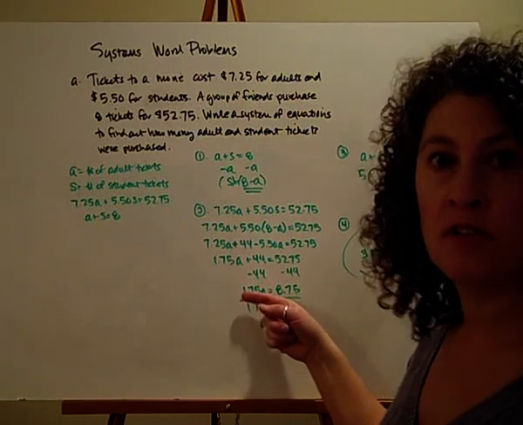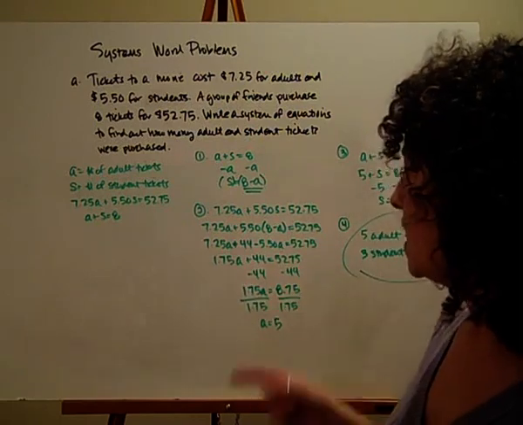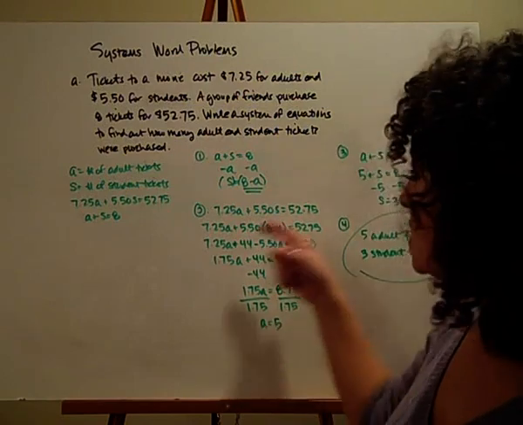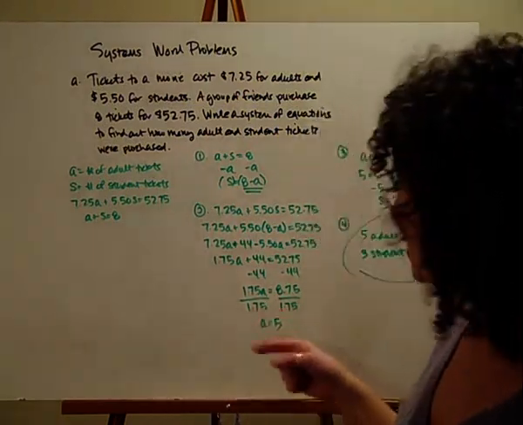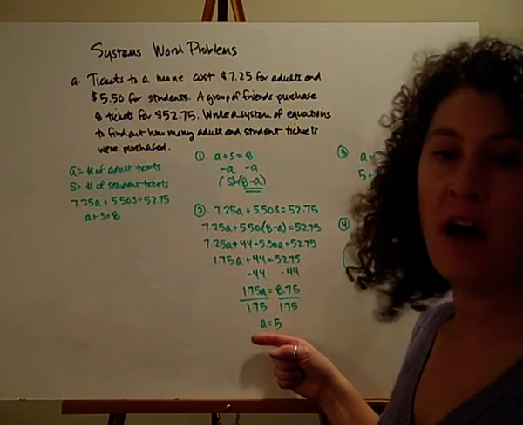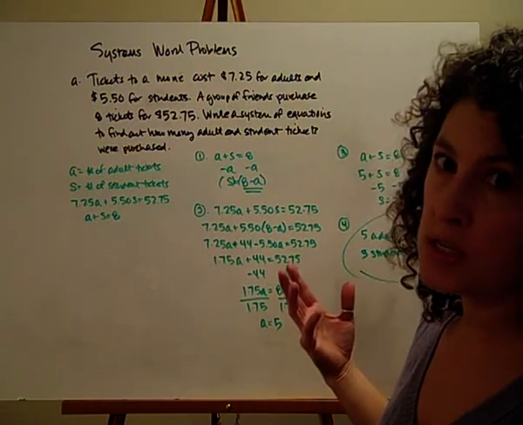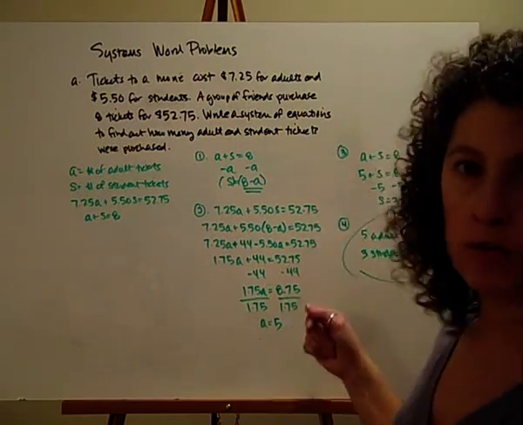Then I'm going to get the a by itself by dividing by 1.75. And I end up with a equals 5. So this tells me half of my question, which was that they bought 5 adult tickets, which makes the rest of this pretty straightforward to do. But I'm going to follow through the steps anyway.